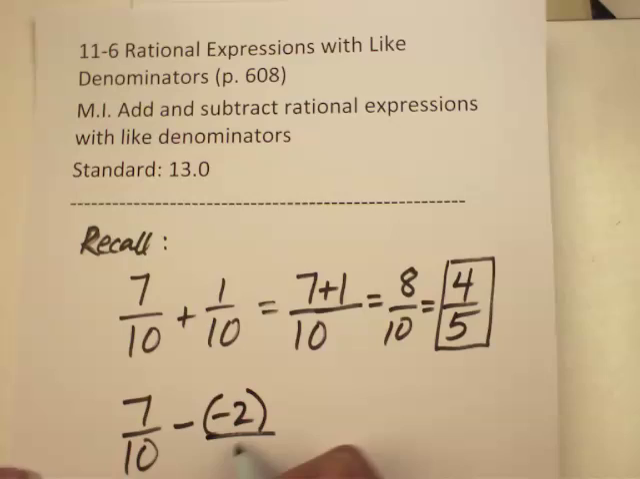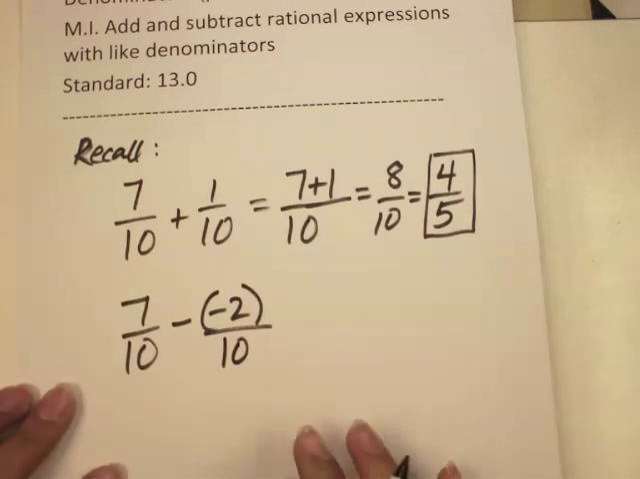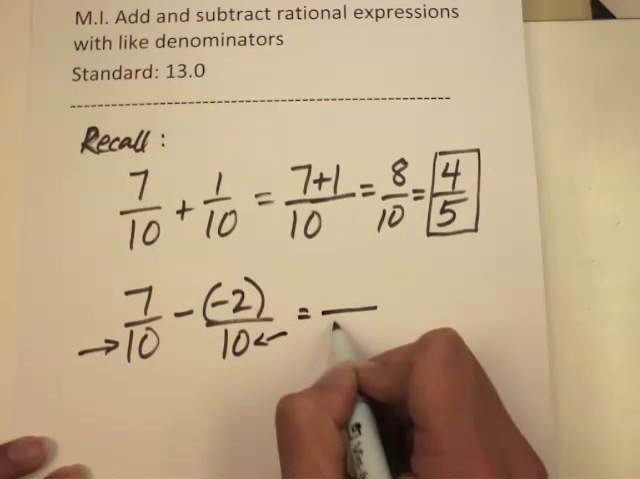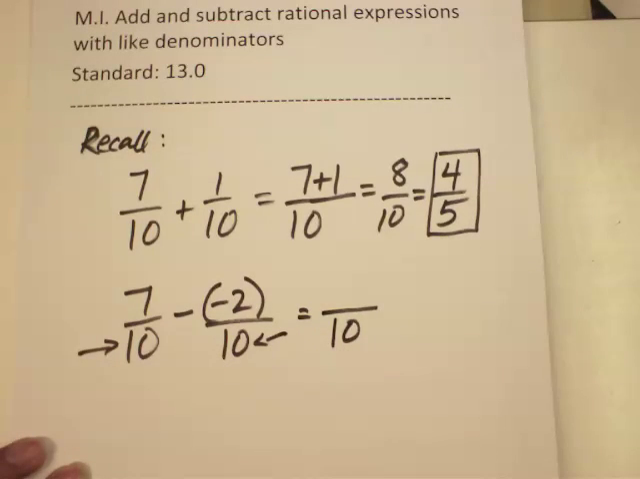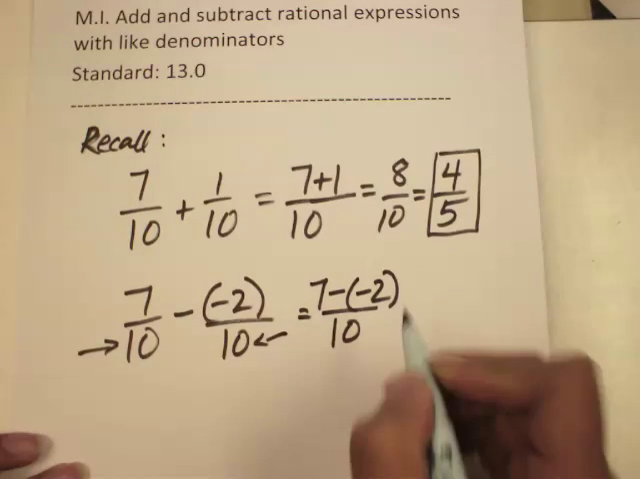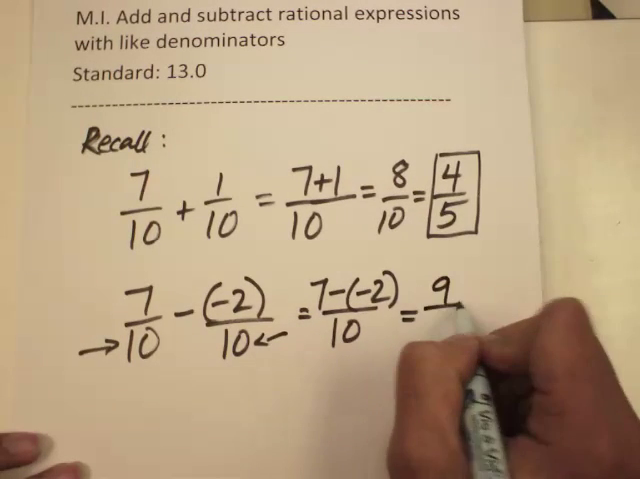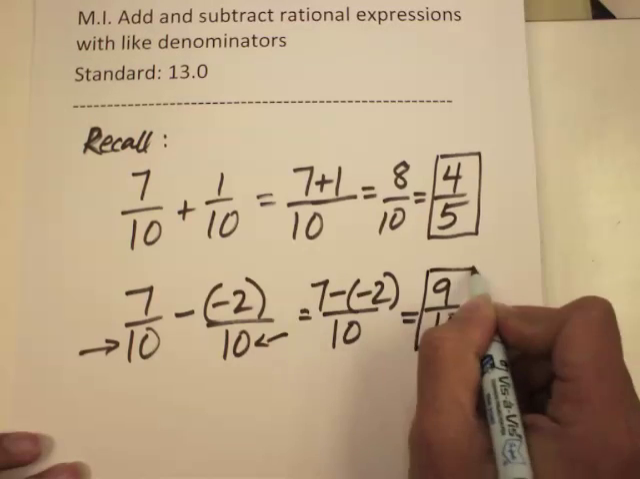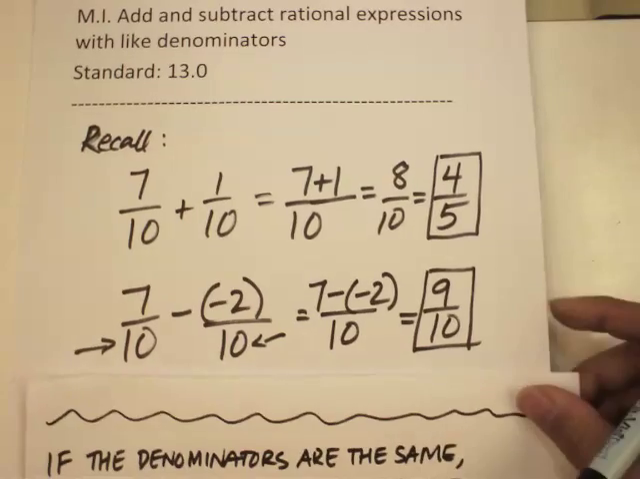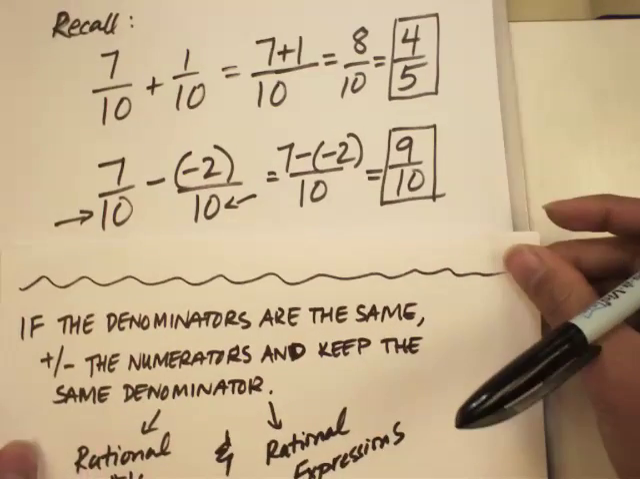Say you were subtracting this value. You take a look at the denominators. They're both the same, so you're going to carry that over into your answer, and you're only going to operate on the numerator. Okay, so this will yield 9/10. Okay, so the general rule is if the denominators are the same, you add or subtract the numerators and keep the same denominators.